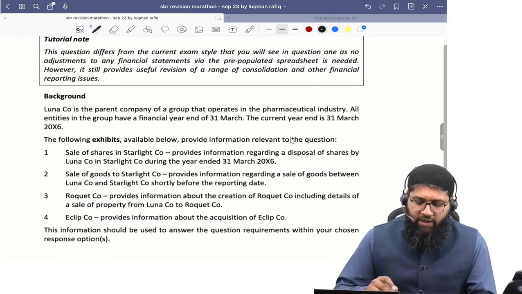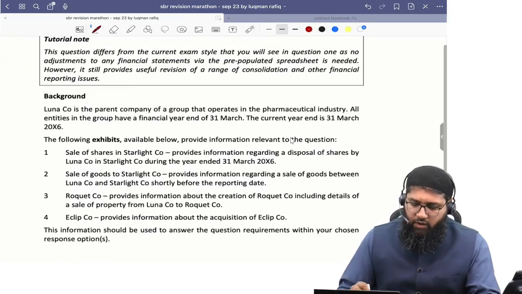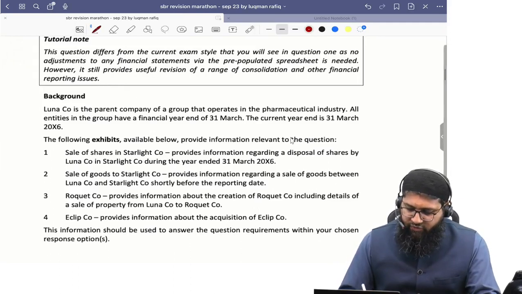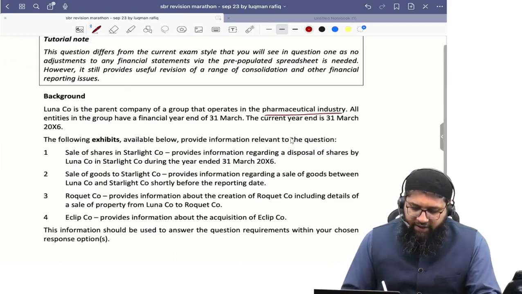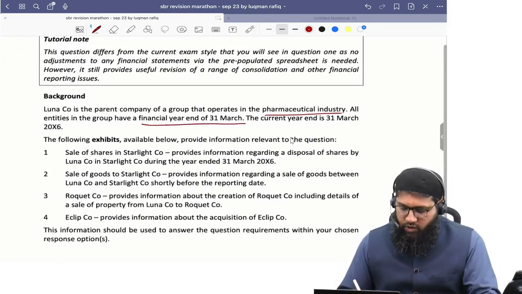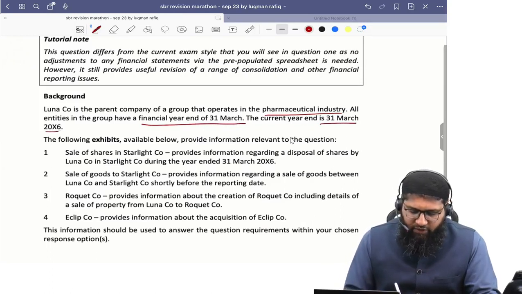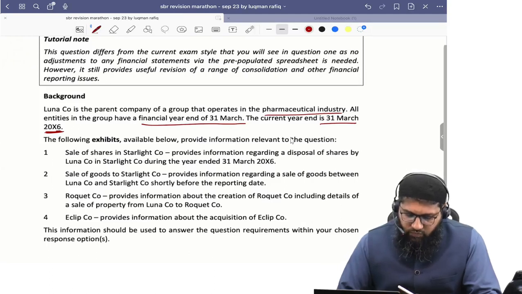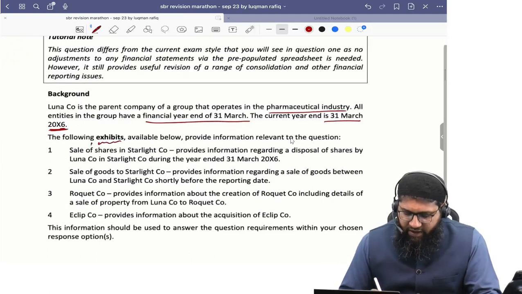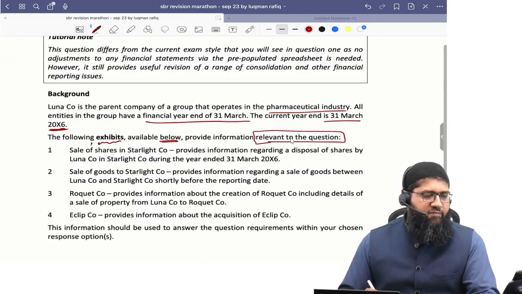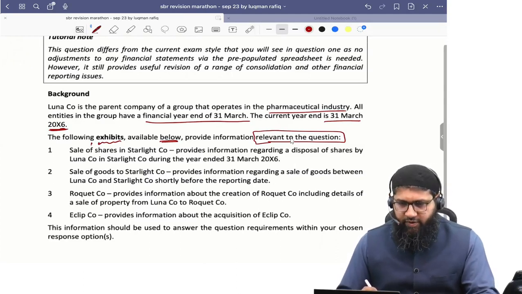It says Luna Company is the parent company of a group that operates in the pharmaceutical industry. All entities in the group have a financial year ended 31st March. So your year end is 31st March. The current year end is 31st March X6. The following exhibits provide information relevant to the question.